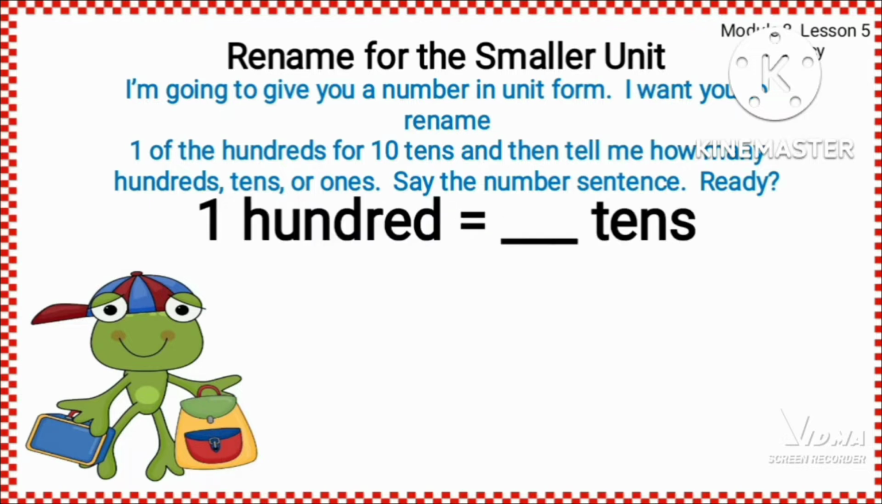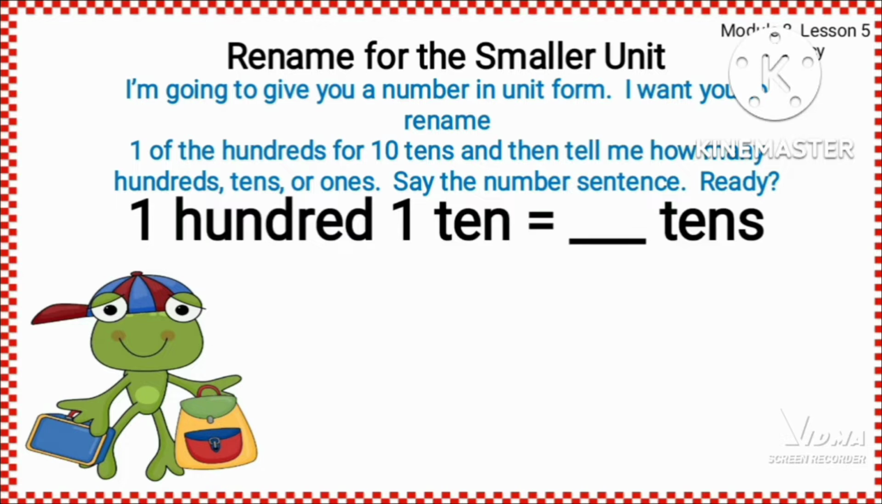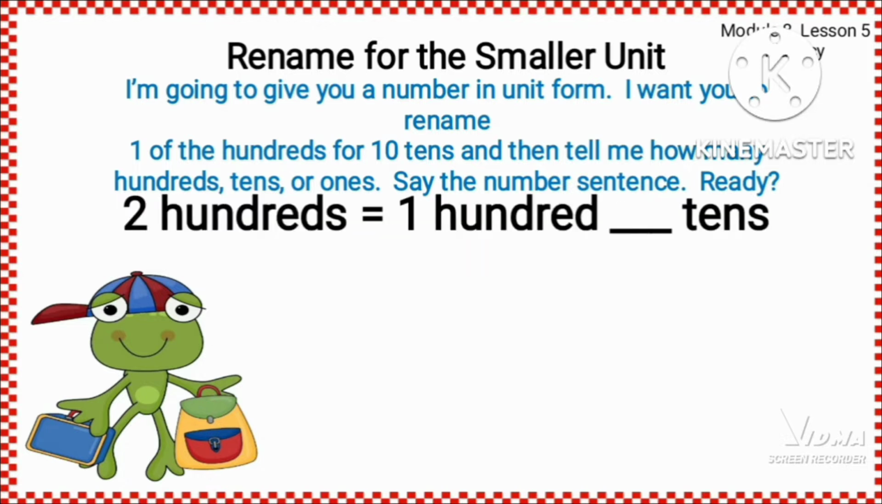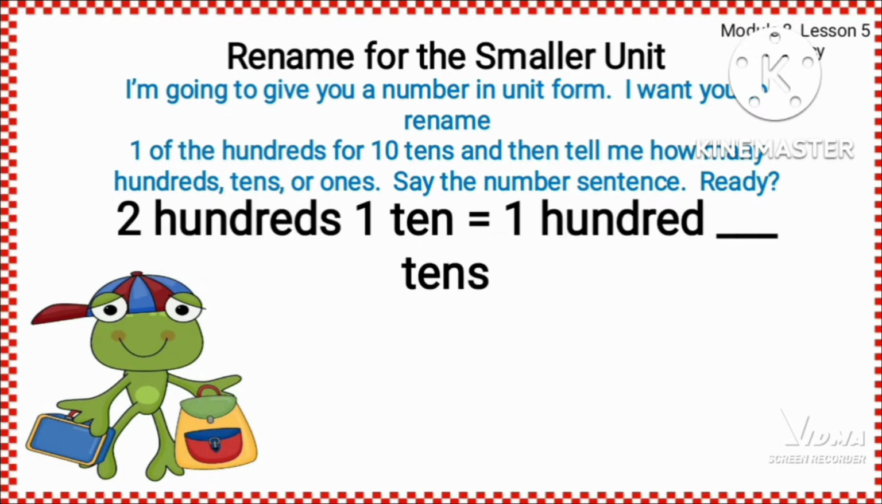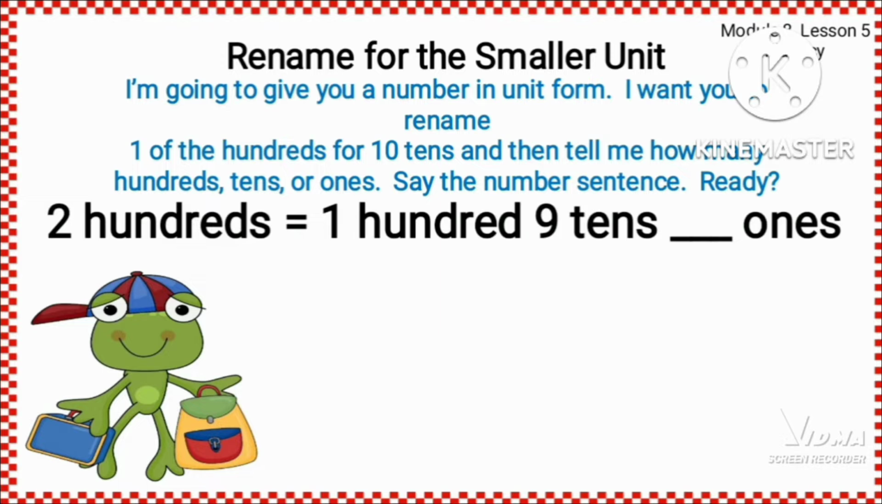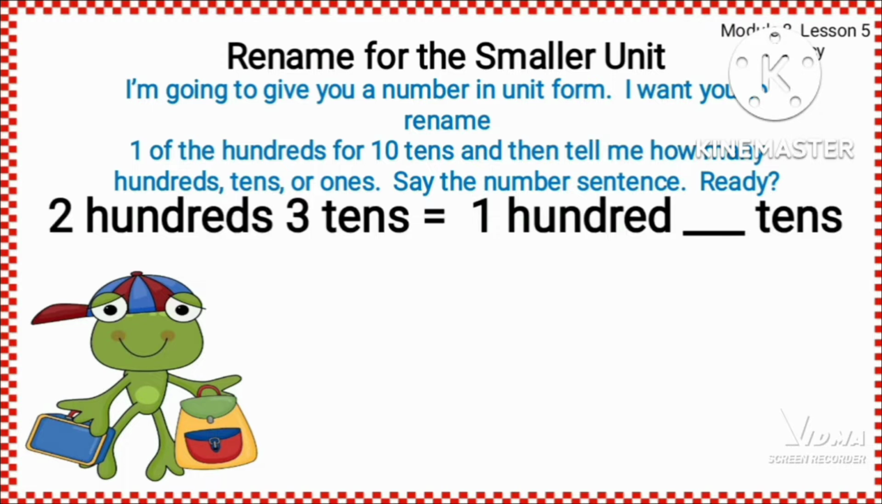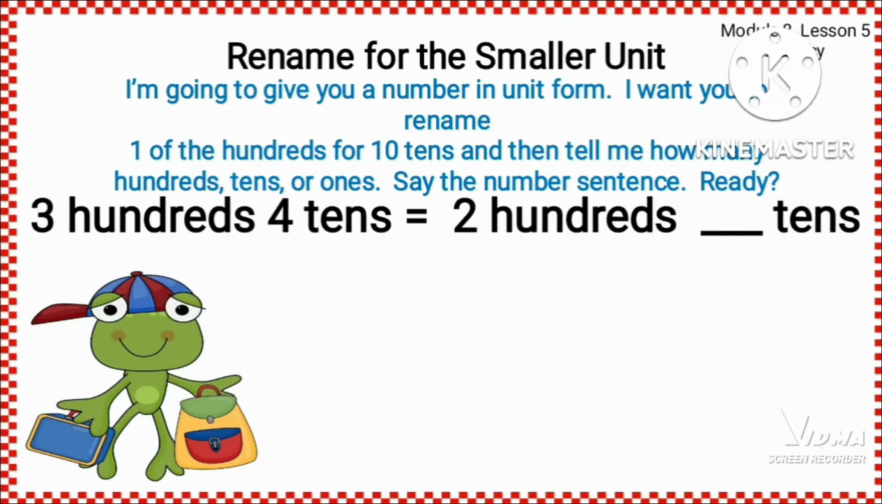Let's start. 100 equals 10 tens. 110 equals 11 tens. 200 equals 100, 10 tens. 210 equals 100, 11 tens. 200 equals 100, 9 tens, 10 ones. 130 equals 13 tens. 230 equals 100, 13 tens. 340 equals 200, 14 tens. 570 equals 400, 17 tens.